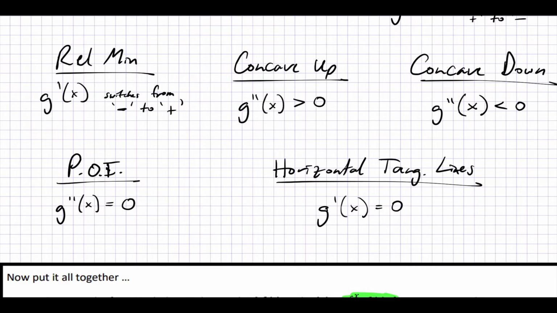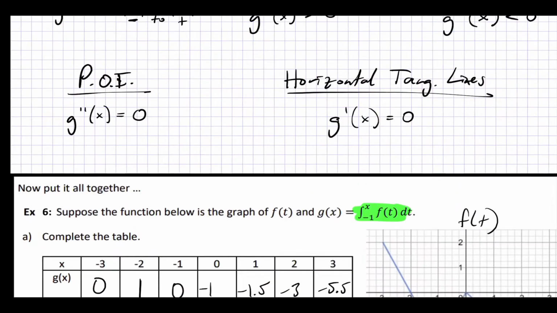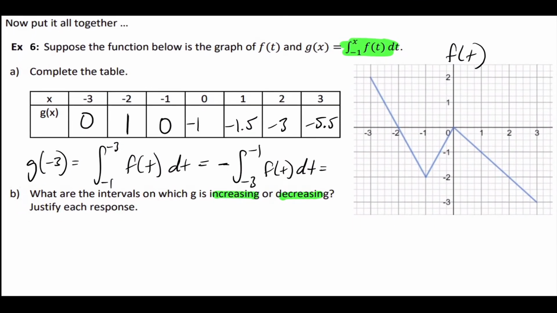Okay? Still means the same thing. Just instead of the function's name being f, now it's going to be g. Does the same exact thing. Okay, so what are the intervals on which g is increasing or decreasing?